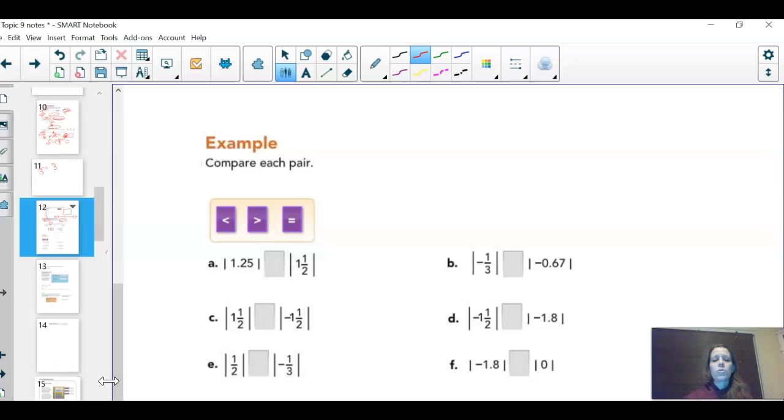Y nosotros vamos a buscar el valor absoluto, fracciones y decimales, y desigualdades. Okay, so let's look at this first one. 1.25, el valor de absoluto de 1 y 25 centésimas. The absolute value of 1 and 25 hundredths. Well, that's going to stay the same. Y es importante que tú estás escribiendo abajo de el número. It's important you're writing below the number.